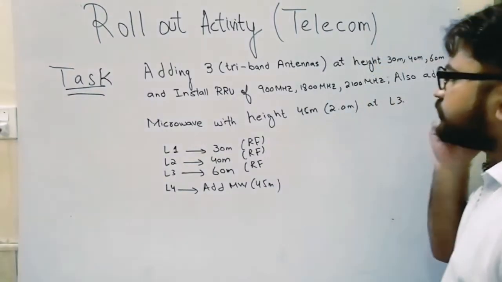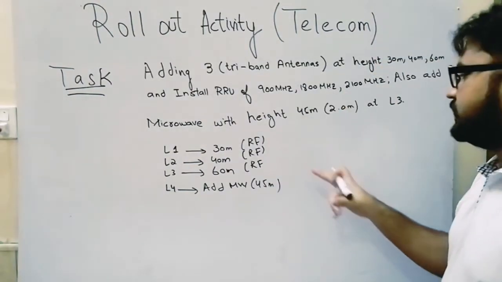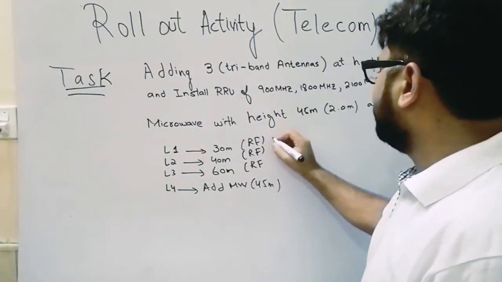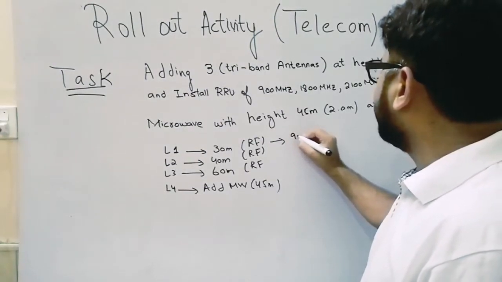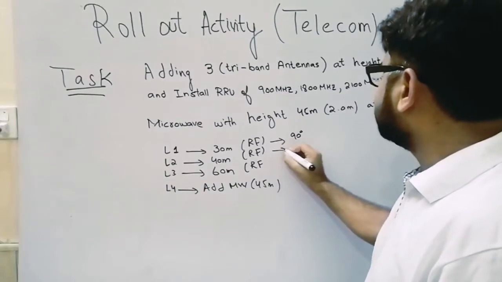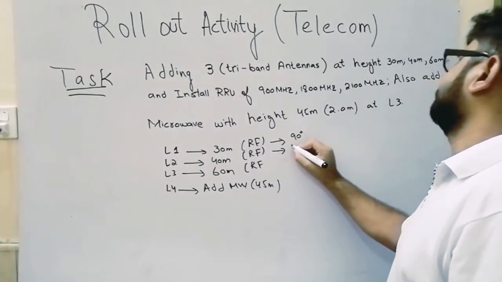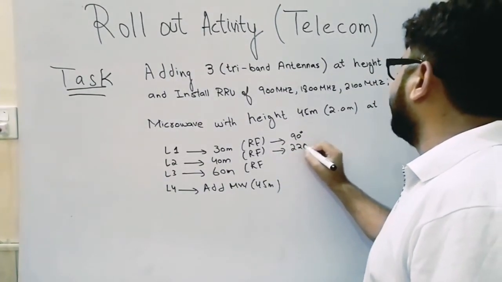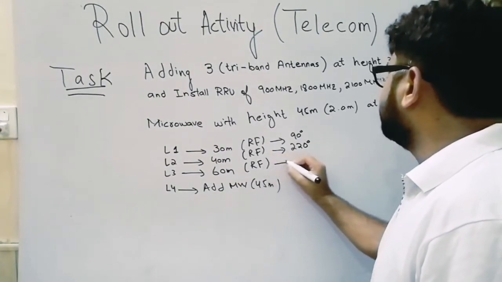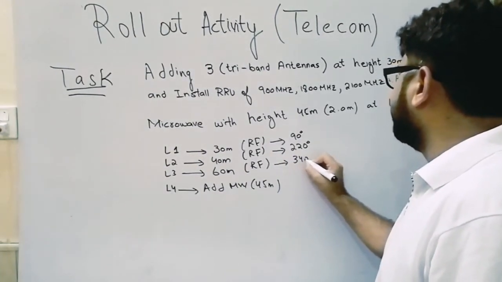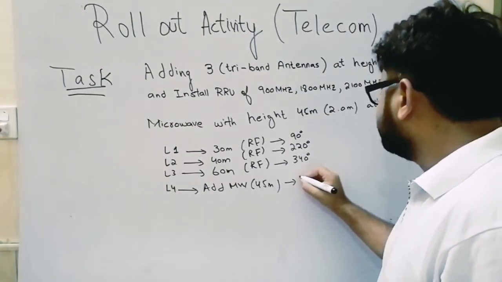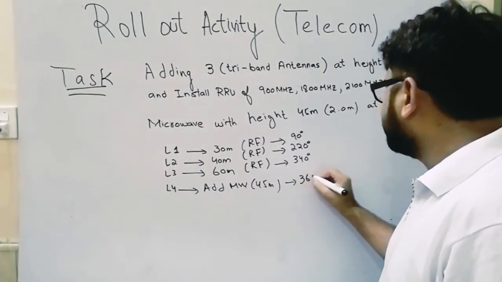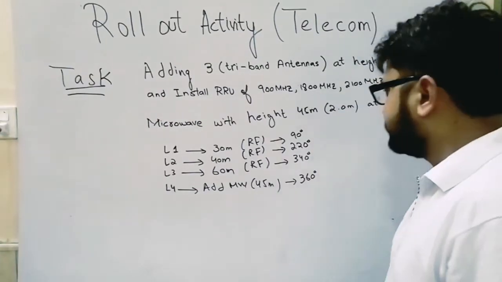Suppose that we want to install this antenna at the height of 30 meter for leg 1 and the direction is given as 90 degree. For the second, 220 degree. For the third one it's 340 degree. And the microwave is at the direction of 360 degree.